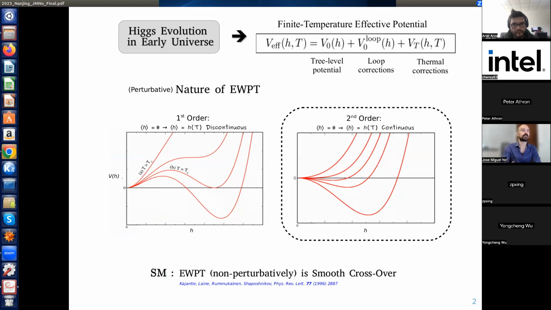Of course, this is only the case experimentally, but if we take a particular theory, we can compute the nature of the electroweak phase transition in a perturbative manner, and even non-perturbatively. And in the standard model, it turns out, as we heard a couple of slides ago, that the situation perturbatively is more of this sort, and it turns out that non-perturbatively it is actually a smooth crossover. So there is no out of equilibrium.